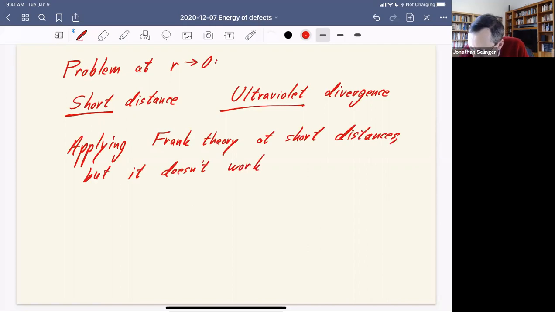The Frank theory is a theory that works at long distances, assuming that the gradients of the director are not very big. Right? But if you have short distances, so that there's a big change in the director over a short distance, that means the gradient is really big there. And that's exactly the kind of situation where the Frank theory breaks down. So something goes wrong with the Frank theory when you apply it at short distances.